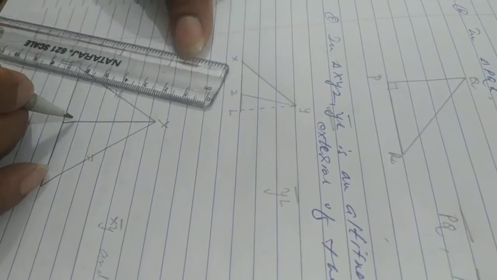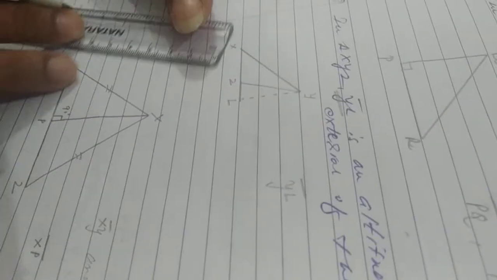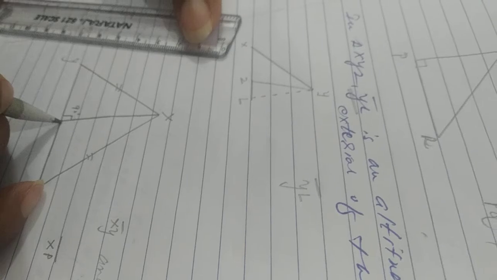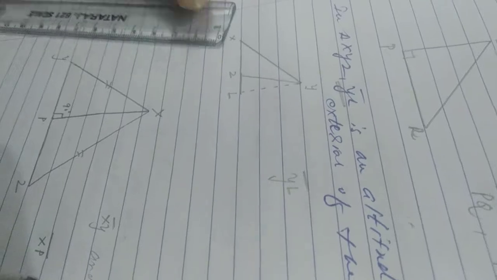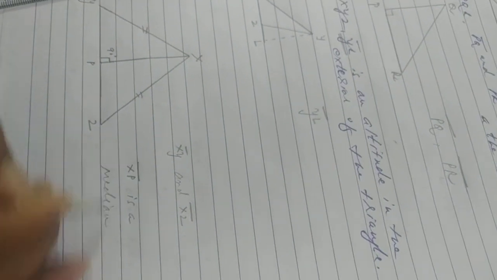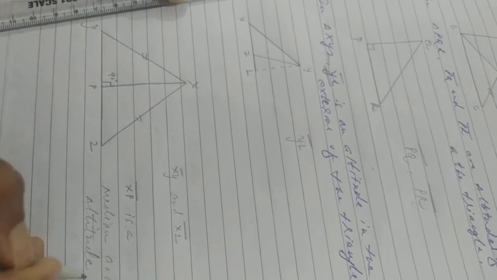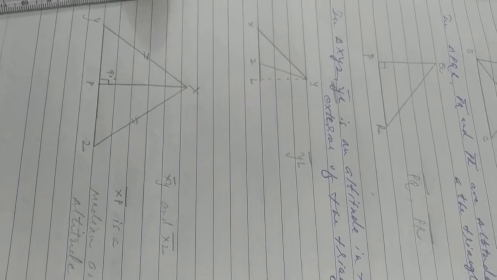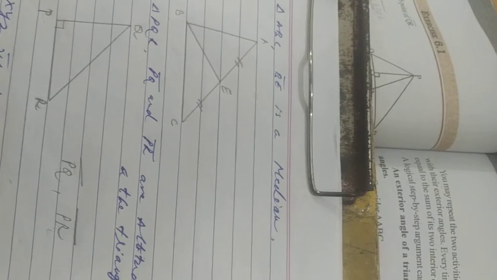See here, line segment XP. So it becomes an altitude as well as a median. So line segment XP is a median and altitude. So all of you understood how to do it? Sure? Good.